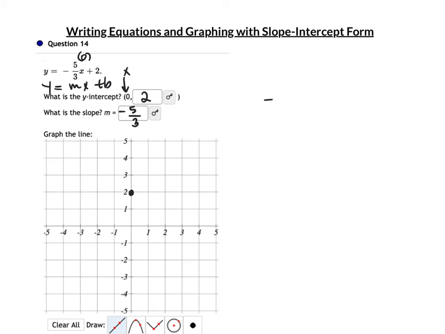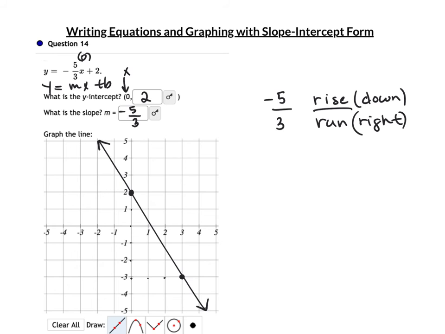Now, negative 5/3, this is your rise, which is negative, so you will go down. And this is your run, it's positive, so you will go right. Down and right. So negative 5, 1, 2, 3, 4, 5, and run 3, 1, 2, 3. And there it is.